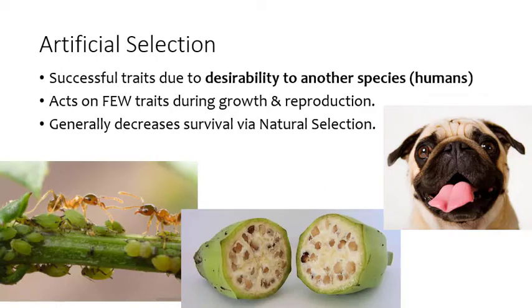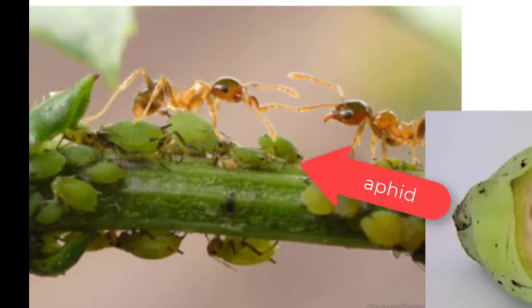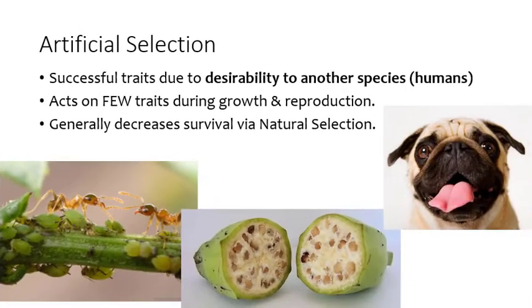Artificial selection is the selection of traits by another species, usually referring to humans. A couple other species also artificially select traits, like ants. Some farm a fungus, and some raise aphids as though they were livestock. But we'll focus on humans. When we select traits in another species, we tend to choose just a few traits.